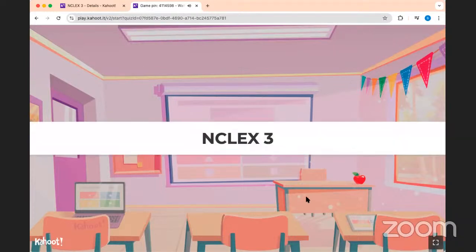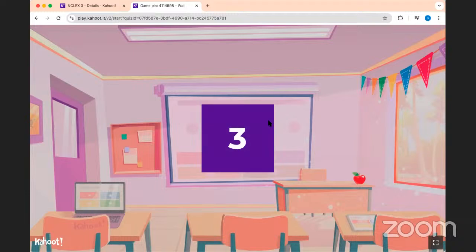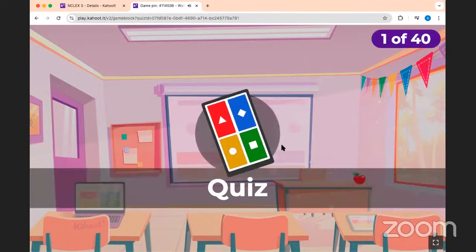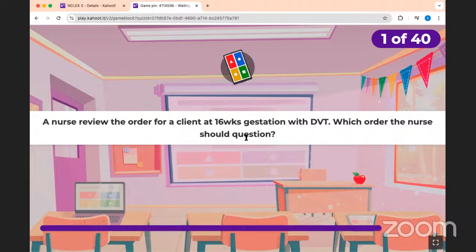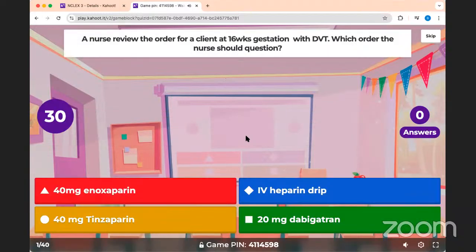So the question will pop up, then you answer it, then I'll give you the content related to that. But these are concepts you need to know for maternity, right? Very straightforward things you have to have at the tip of your finger, right?